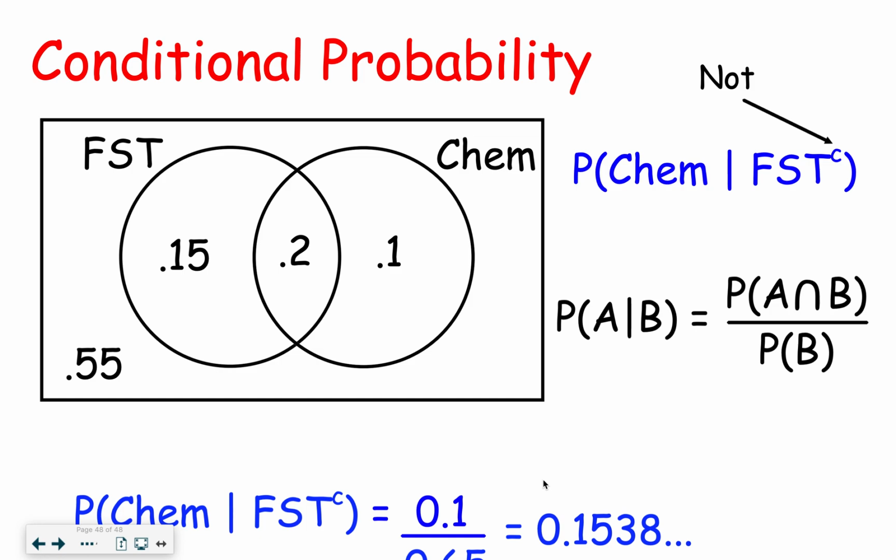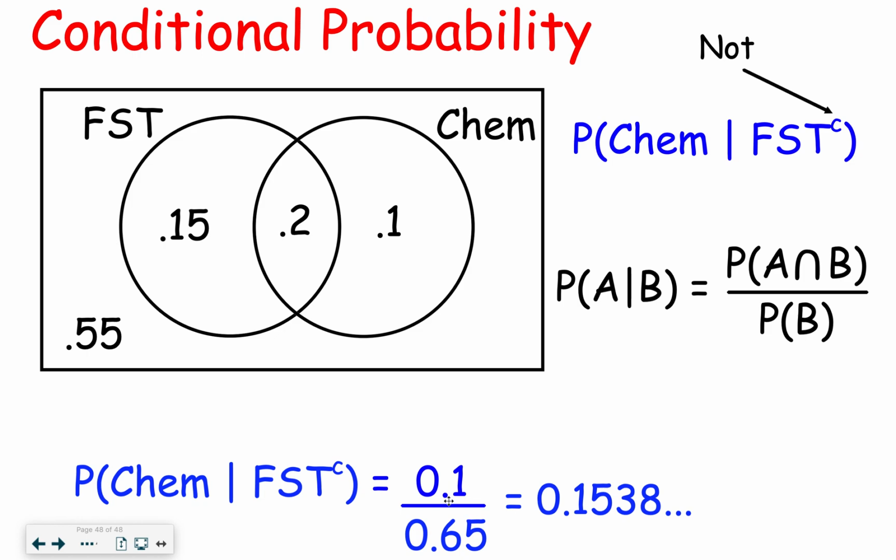So the probability that you're in chemistry, given you're not taking FST, so chemistry and not FST. Okay, so chemistry is this circle. I don't want FST in there. So take out the FST circle, and that leaves me with just the 10% of pure chemistry. Then I'm going to divide by the chance that I'm not taking FST. So I don't want any of the FST circle. So that's going to leave me with the 55 on the outside plus the 10 of chem. So 65, and that leaves me with 15%.